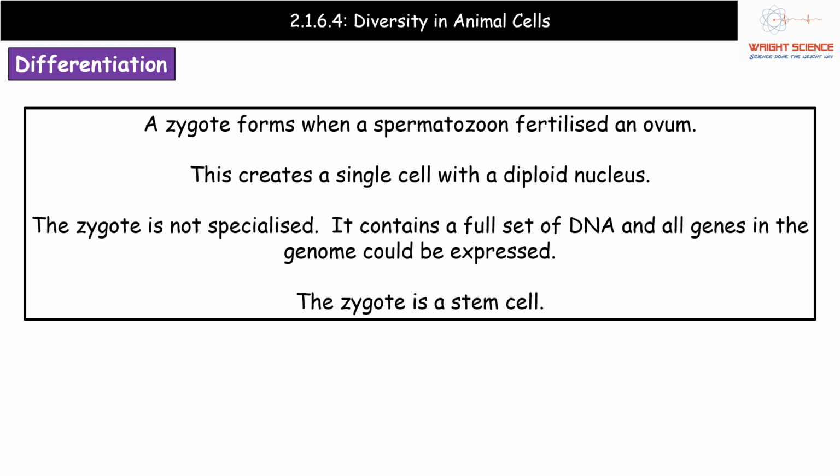Now, the way that these cells are going to form is in the process of differentiation. So if we go to the very basic parts of the formation of an animal, we begin with the process of fertilization. So we've got a spermatozoon which is going to be fertilized by an ovum, and we form a zygote. Now that zygote is a single cell with a diploid nucleus, but it's not specialized. Basically, this is a stem cell. It has a full set of DNA, all of the genes in the genome that could be expressed. Therefore, it could become any type of cell.